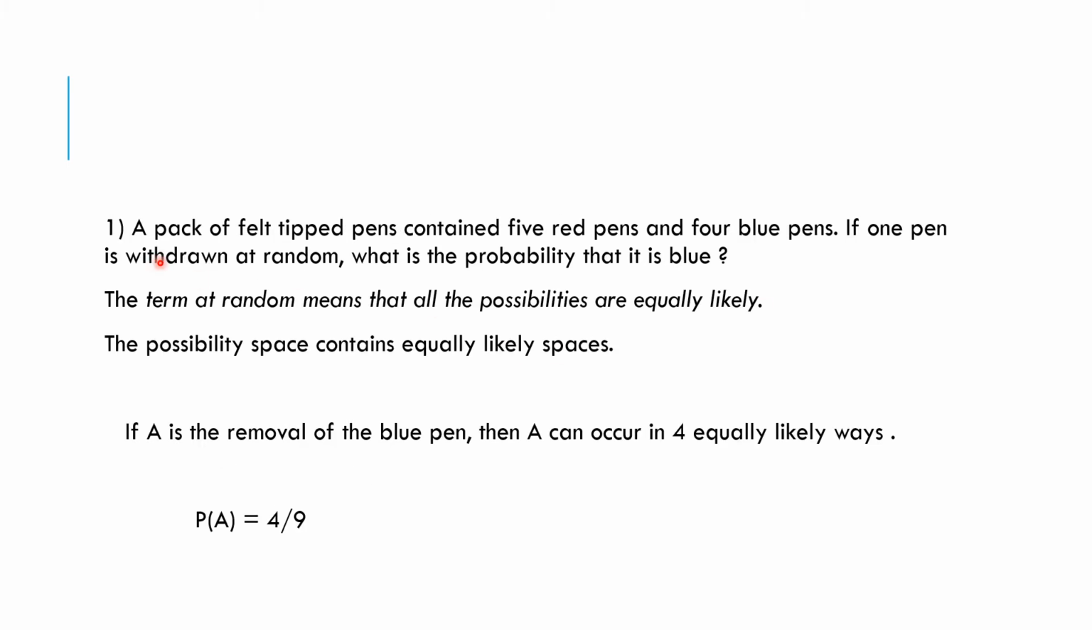Okay, let's have a look at some of the questions. A pack of felt dipped pens contains 5 red pens and 4 blue pens. If one pen is withdrawn at random, what is the probability that it is blue? The term at random means that all the possibilities are equally likely. If A is the removal of the blue pen, then A can occur in 4 equally likely ways, and the total number of possibilities is 9.